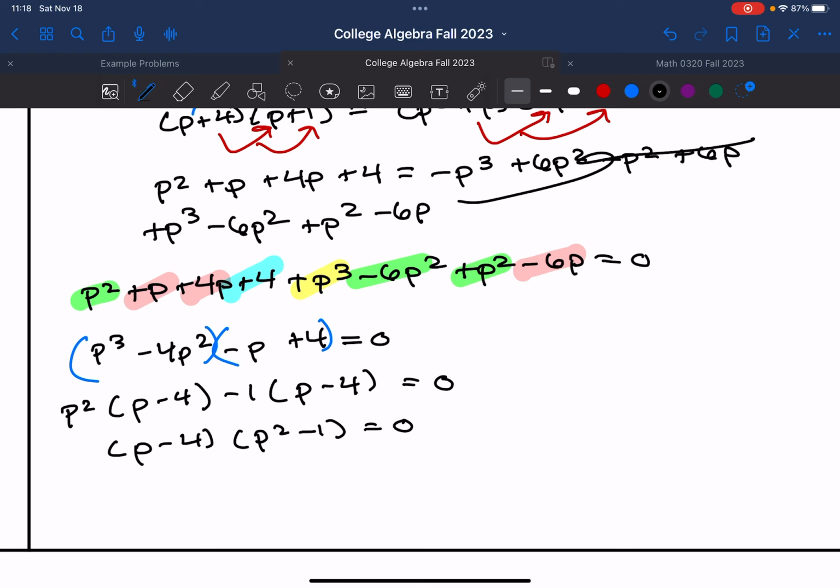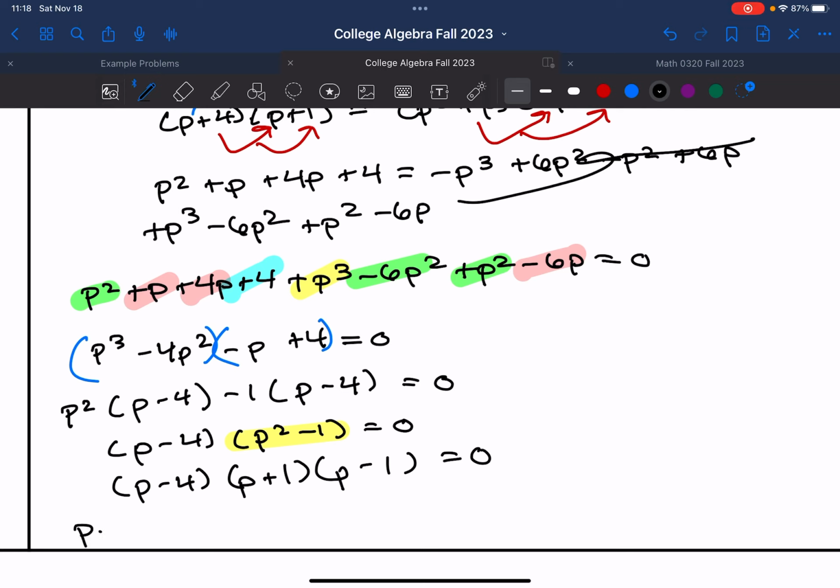Notice that p squared minus 1, this section right here, is a difference of squares, which means I can factor it even further. Remember, I do my 2 parentheses. I write a p in each. 1 is plus and 1 is minus. And then I take the square root of that c value. So the square root of 1 is 1. And then bring down that p minus 4. So now here I have 3 factors that I'm setting equal to 0.